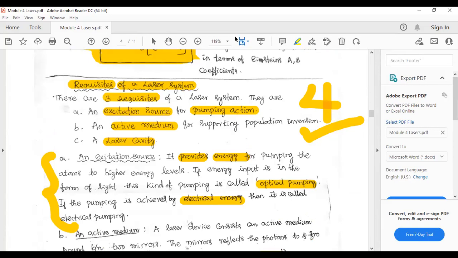I think I should stop the class right now. Thank you very much for the participation. In the next class, I will explain the construction and working of the carbon dioxide laser and the construction and working of the semiconductor laser. Both of them are 8-mark questions, very important from the point of view of examination.